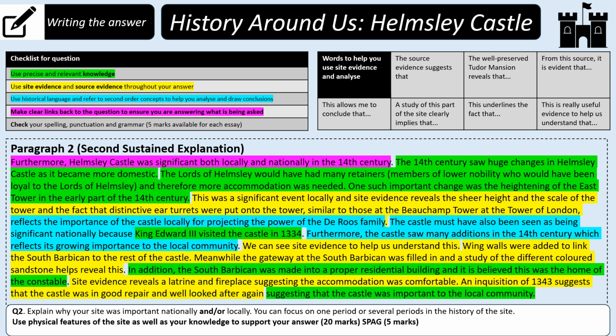We can see site evidence to help us understand this. Wing walls are added to link the South Barbican to the rest of the castle. Meanwhile, the gateway at the South Barbican was filled in, and a study of the different coloured sandstone helps reveal this. In addition, the South Barbican was made into a proper residential building, and it's believed it was the home of the constable. Site evidence reveals a latrine and fireplace, suggesting the accommodation was comfortable.